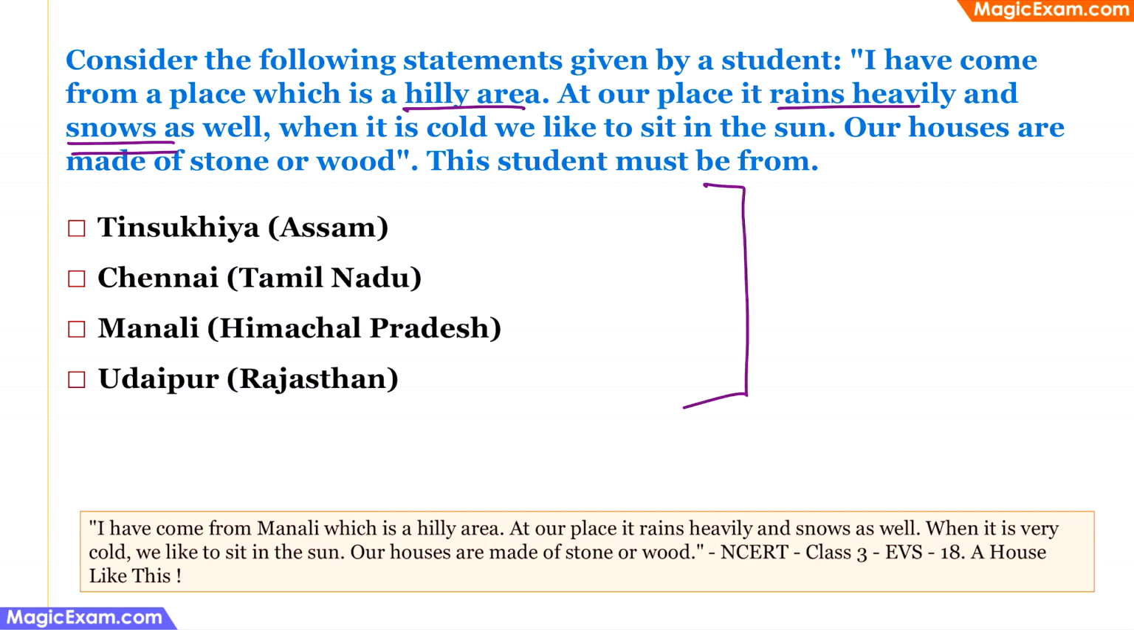Now, this question has been taken from the Class 3 EVS textbook, a chapter called A House Like This, where it is mentioned that a student has come from Manali, which is a hilly area. It rains heavily and snows as well. Therefore, the correct answer here is Manali.